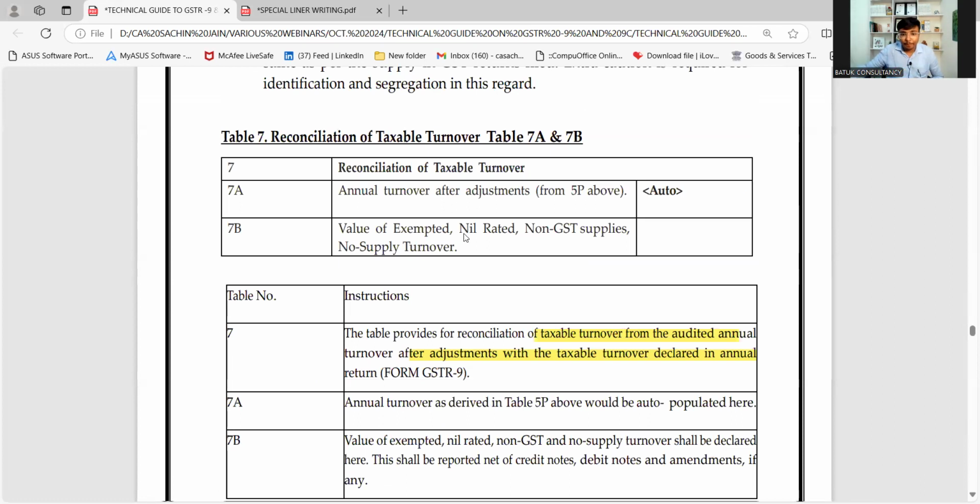You just need to show here the turnover after adjustment. That means the final turnover which you are getting from the audited financial statement, and from that turnover you will reduce the exempted supply, nil rated supply, non-GST supply, no supply. And then you need to compare the same with the taxable turnover of GSTR-9. Under GSTR-9, first we have calculated the taxable turnover. Then we have calculated the exempted, nil rated and related credit and debit notes. So we are supposed to reconcile the taxable turnover accordingly. That is the format.